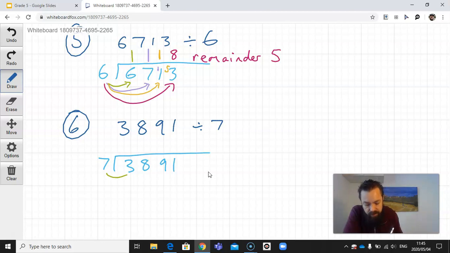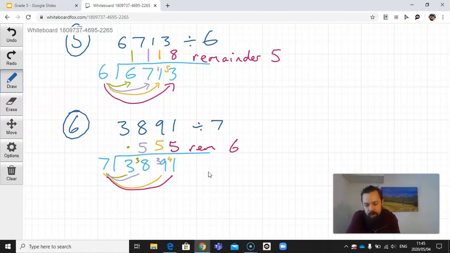So 7 doesn't go into 3, goes in 0 times with 3 left over. 7 goes into 38 5 times, which is 35, with 3 left over. 7 goes into 39 5 times with 4 left over. 7 goes into 41 5 times with 6 left over. We can shorten remainder to rem 6.